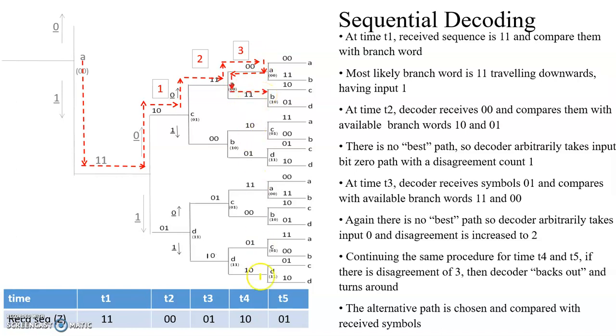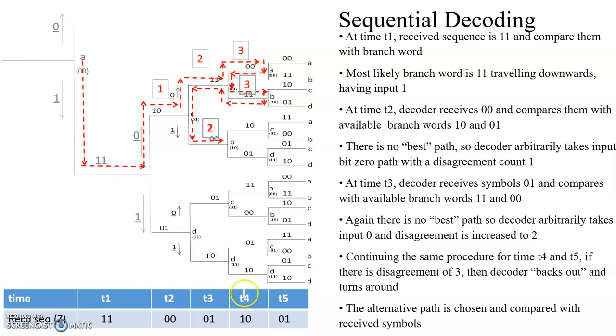If you compare this 1, 1 with this 1, 0, the difference is 1 plus this 2, that is the disagreement count is 3. So we turn around and choose the downward path. Here again at this time period T3, 0, 0 and 0, 1, if you compare, there is a difference of 1 bit. So this disagreement count of 1 plus 1, total is 2, which is written here.